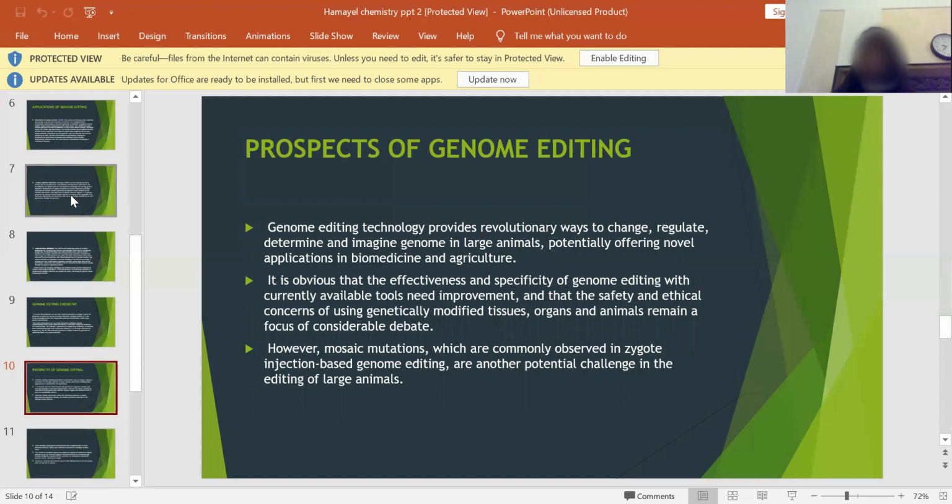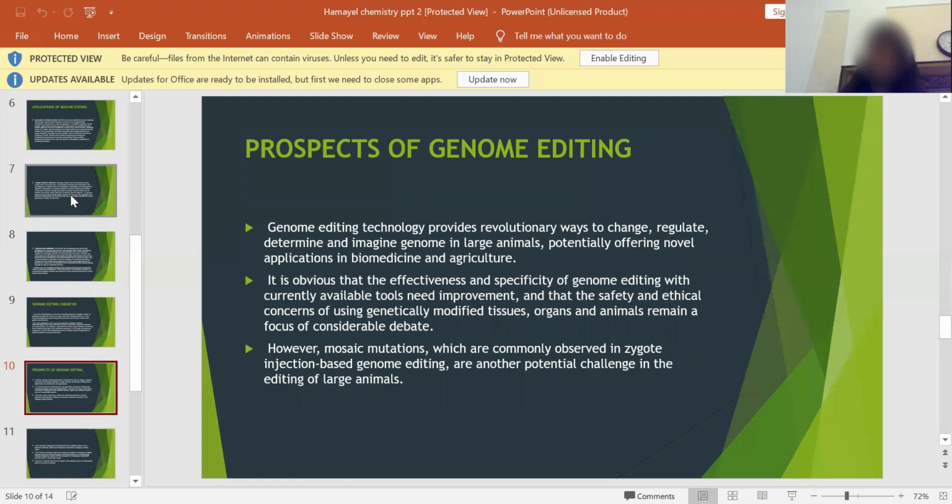So now we'll move to prospects of genome editing. Various prospects of genome editing. The first one is that genome editing technologies provide revolutionary ways to change, regulate, determine, and image the genome in large animals, potentially offering novel applications in biomedicine and agriculture.